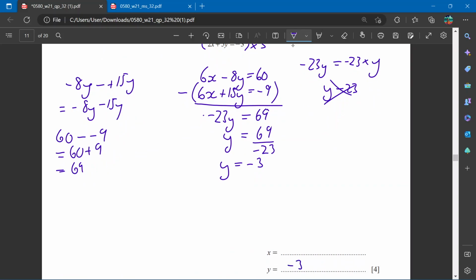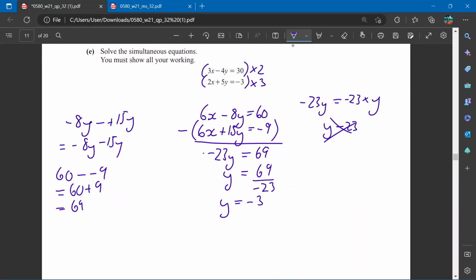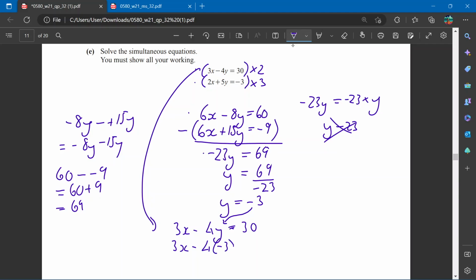So the next step will be to put that negative y back into one of the equations. We can put them in any one. The first one, the second one, or one of the ones we changed. Doesn't matter. You pick any one. Let's do the first one. Let's check the first equation, which is 3x minus 4y equals 30. And we change the y for a -3. So that becomes 3x minus 4 times -3 equals 30.